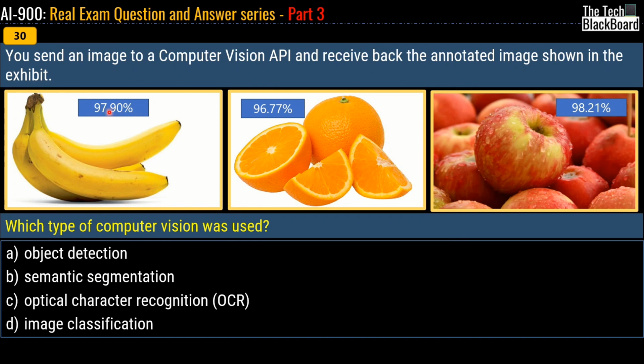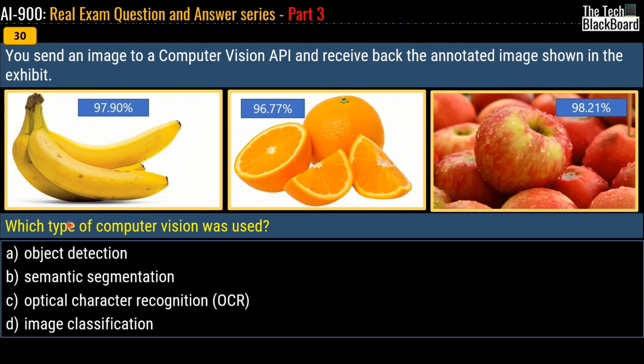So for example, we have 97.90% of possibility that this image is banana. Then we have 96.77% calculated by the computer vision API of this image being an orange. Similarly, we have 98.21% of this image being an apple.